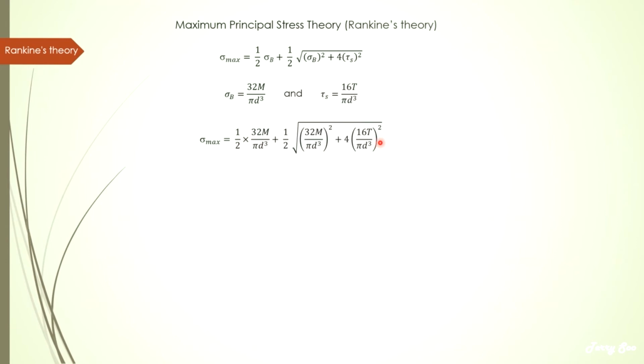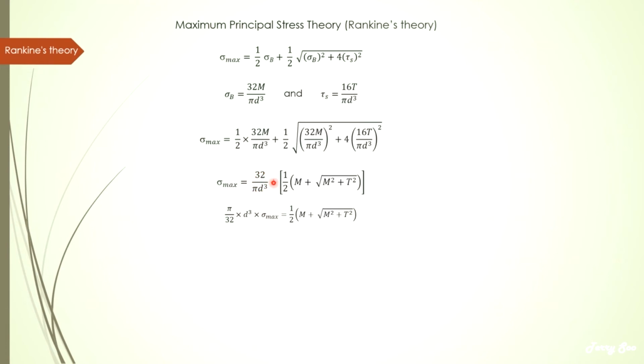So then the next would be the maximum principal stress theory. Remember, sigma B is 32M over pi d cube, and tau is 16T over pi d cube. Substitute into the original equation of Rankine's theory. So you will have something like that. Simplifying it, you will get something like this.